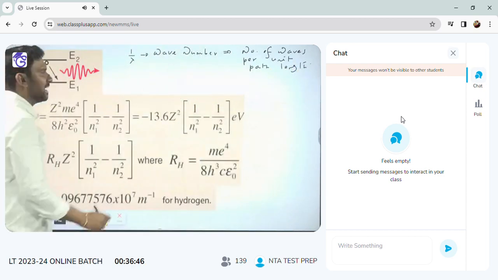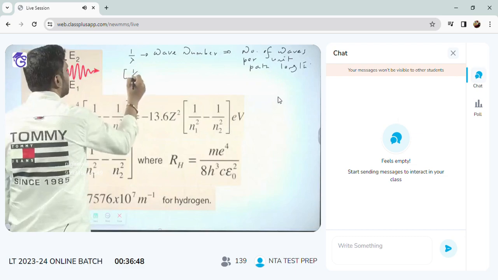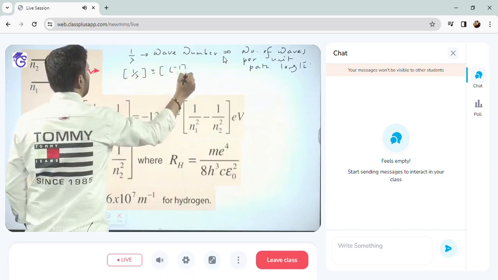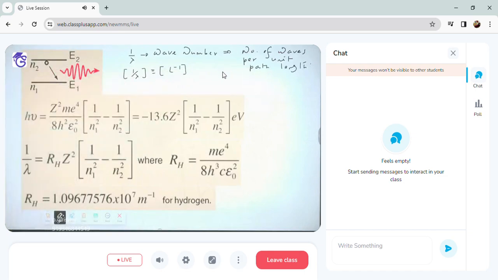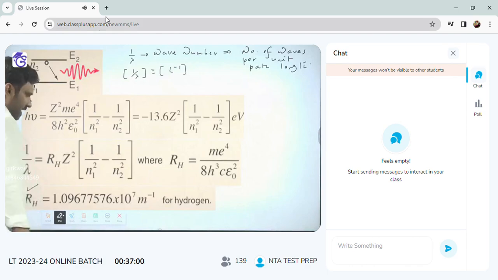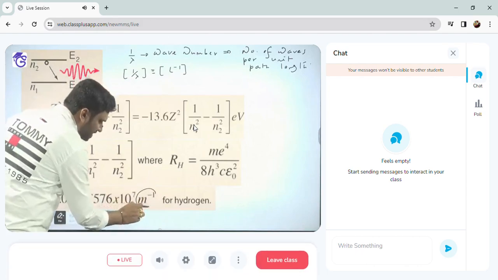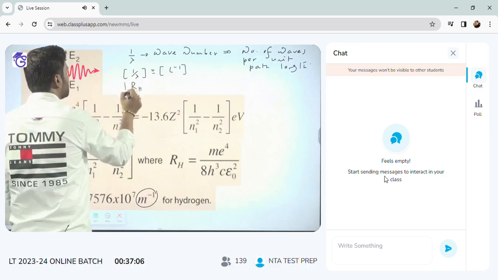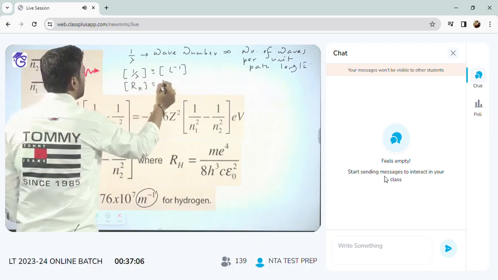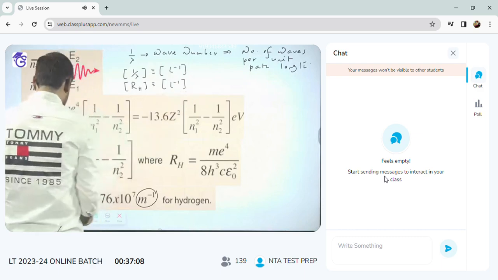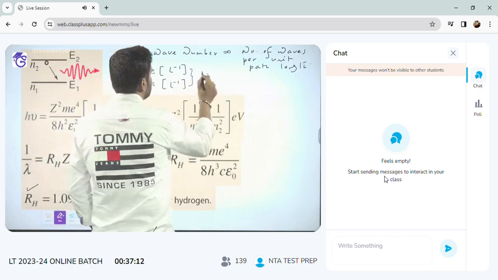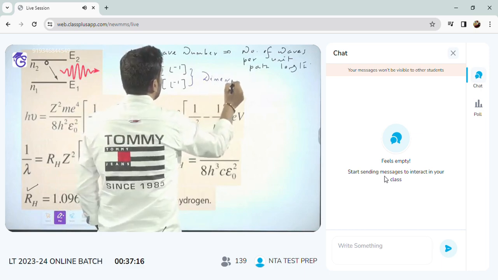If you look at the dimension, 1 by lambda dimension is equal to L to the power minus 1. Very funnily, if you check the unit of Rydberg constant, it is also meter inverse. So you should remember, dimension of Rydberg constant is also L to the power minus 1. So wave number and Rydberg constant, these two quantities are dimensionally equal.